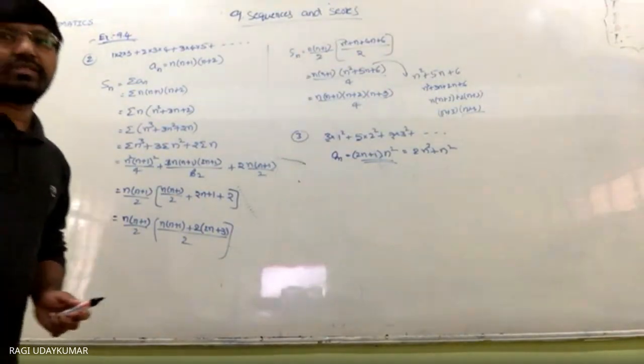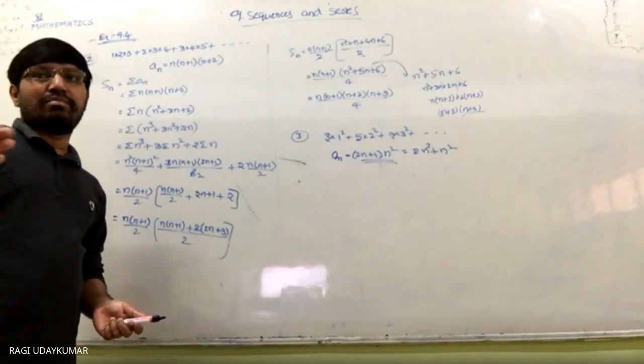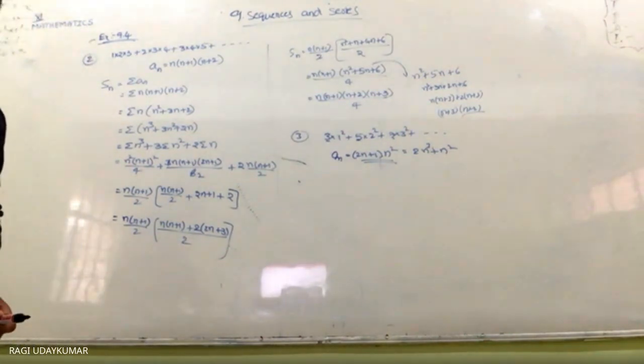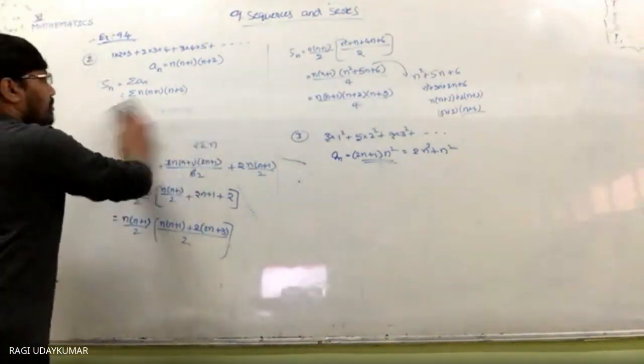The fourth problem: what is the nth term? 1 by n into (n plus 1). So in this problem, whenever you are taking into consideration the sum of the terms, okay, I will explain in the fourth problem.